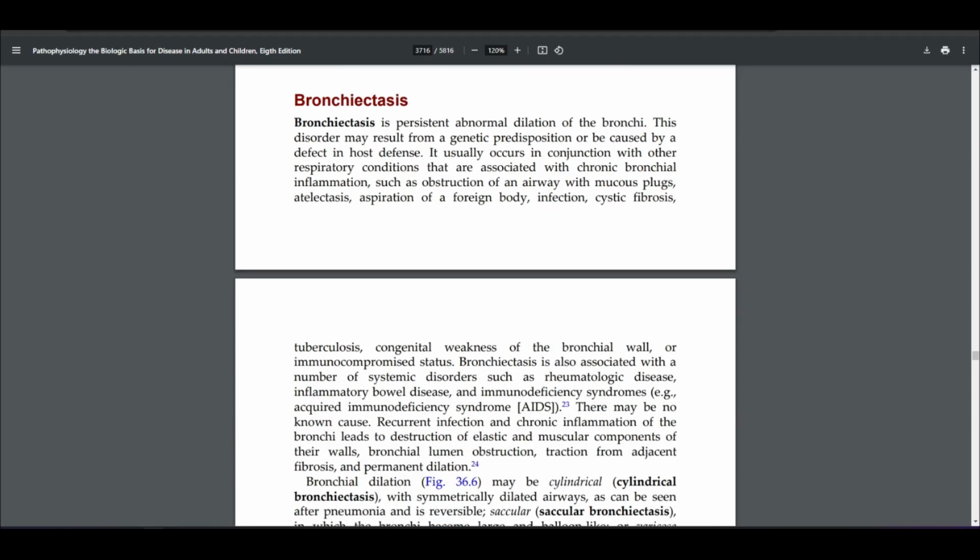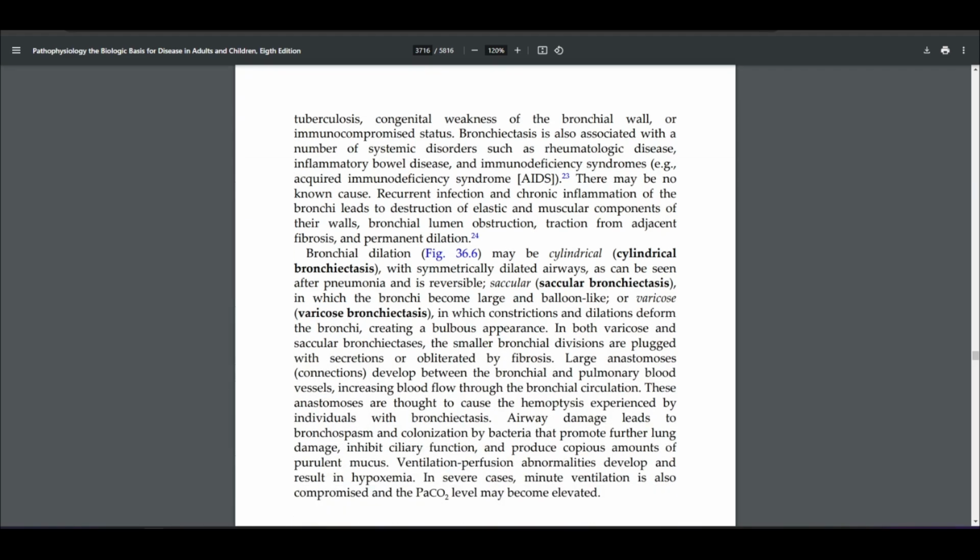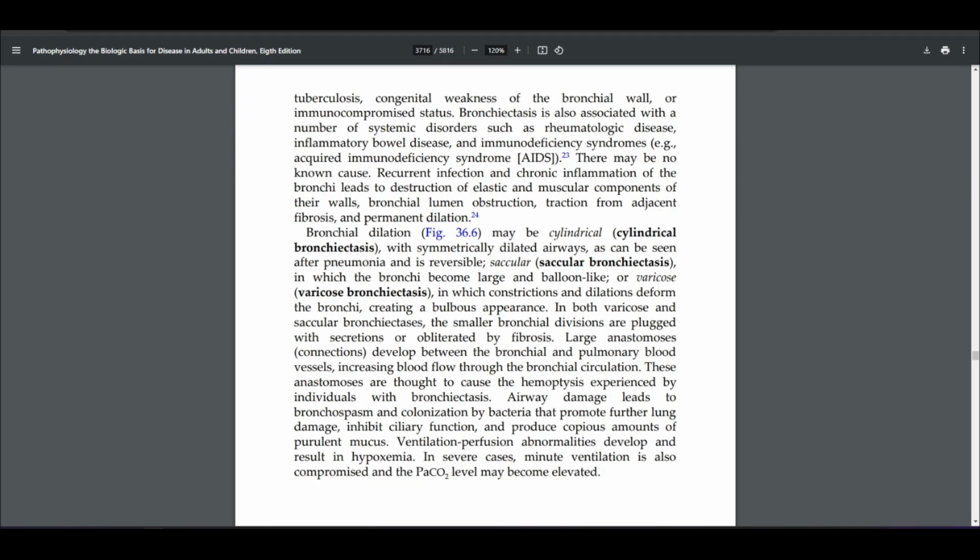Bronchiectasis. Bronchiectasis is persistent abnormal dilation of the bronchi. This disorder may result from a genetic predisposition or be caused by a defect in host defense. It usually occurs in conjunction with other respiratory conditions that are associated with chronic bronchial inflammation, such as obstruction of an airway with a mucus plug, atelectasis, aspiration of a foreign body, infection, cystic fibrosis, tuberculosis, congenital weakness of the bronchial wall, or immunocompromised status.